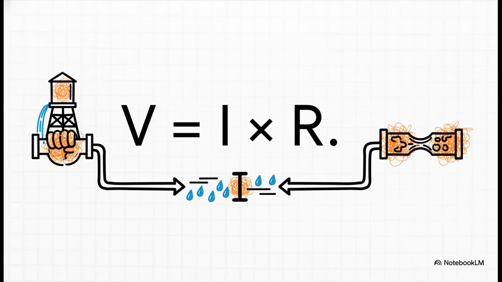Ohm's law. V equals I times R. Voltage equals current multiplied by resistance. This little formula is pretty much the foundation of all basic electronics. It perfectly describes the relationship between the pressure, the flow, and the restriction in a system.